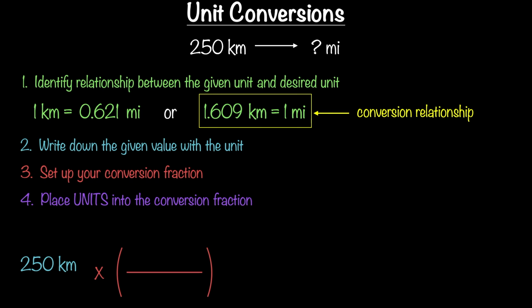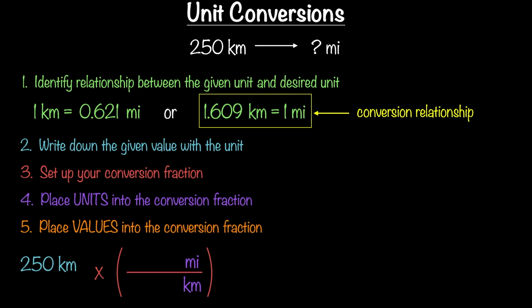So we're working with the units first. So the kilometers we want to cancel, and therefore they're going to go in the denominator. And thus, the units we desire, which are mile, will go in the numerator. And that takes care of that. Step number 5 then is to simply place the values into the conversion fraction now, and place the values from that conversion relationship. Now remember, the kilometer had a value of 1.609, so we're just going to plug that in with kilometer there. And the mile had a value of 1. And guess what? Voila, we are done.